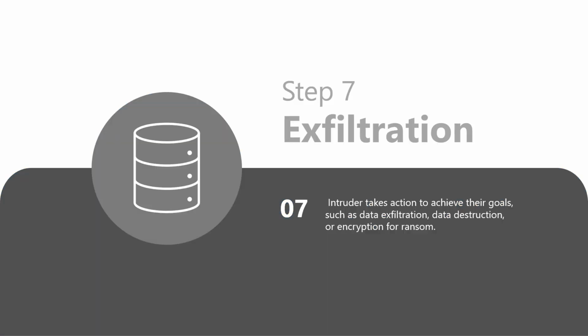And finally, step 7 has been identified as exfiltration. This is where the intruder takes action to achieve their goals. It could be anything from data exfiltration, data destruction, or encryption for ransomware.